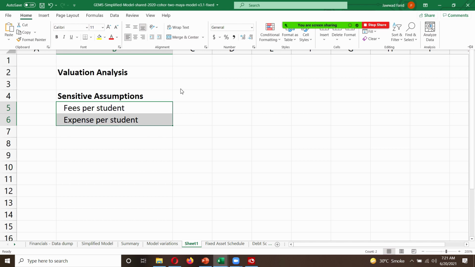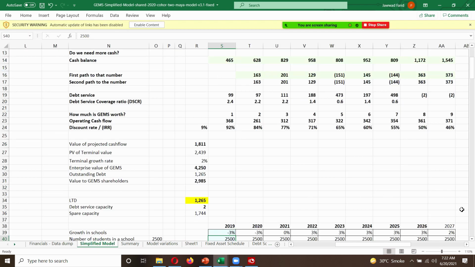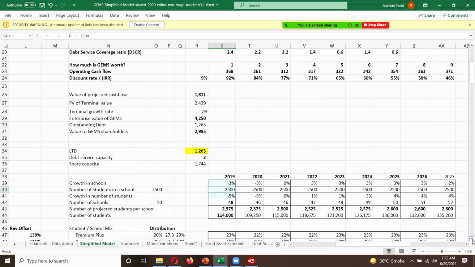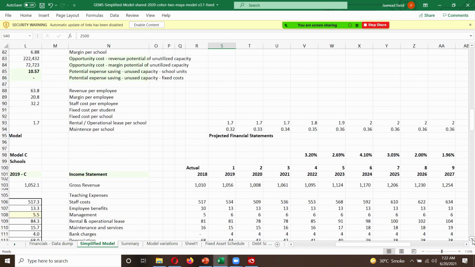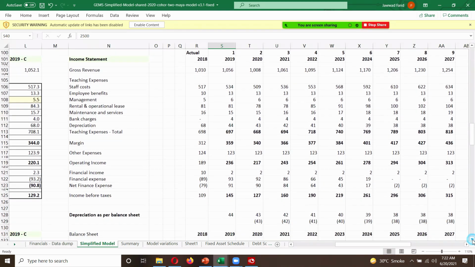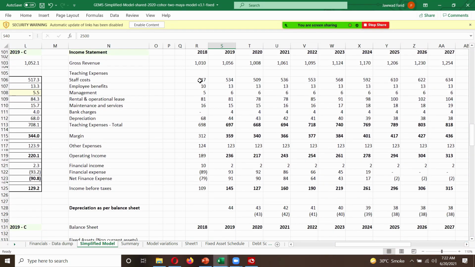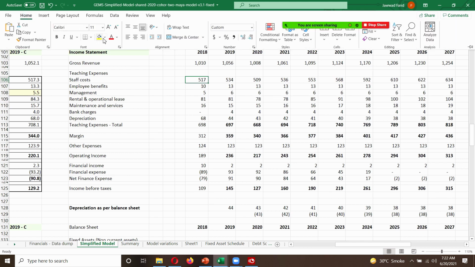So you've got fees per student, you've got expenses per student. What else? If you go back to your simplified model, think in terms of what your biggest items are. Which items do you want to test? If you go back to your financial model here, you can see, there you go. Your one big item is staff expense. And you're covering that from a focus point of view through teaching expense per student.